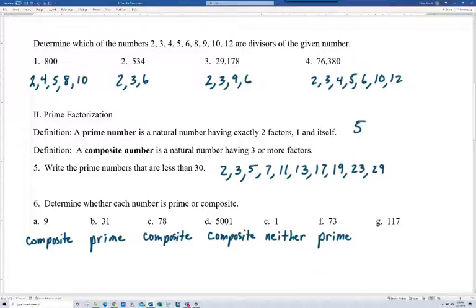Now notice 117 is another one of our numbers that's divisible by 3, because 1 plus 1 plus 7 is 9. 9 is divisible by 3, so the whole number is. In fact, this number is also divisible by 9. So this is a composite number. All right, let's move on to the next slide.